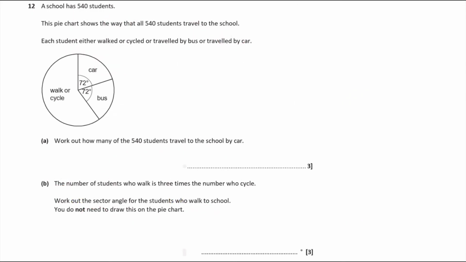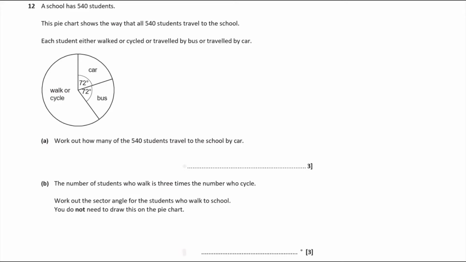Question 12. A school has 540 students. This pie chart shows the way that all 540 students travel to the school. Each student either walked or cycled or travelled by bus or travelled by car. A. Work out how many of the 540 students travelled to the school by car.